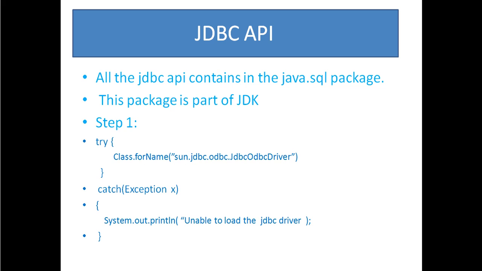So step 1 is we need to load the driver using Class.forName. For the Class.forName method, we need to pass the driver name. We have to actually pass the full package name and the class name, like sun.jdbc.odbc.JdbcOdbcDriver. This is a type 1 driver. We can use any type of driver. So once you register the database driver, sometimes if the driver is not in the class path, we need to catch the exception and print the message according to that. Here we are printing unable to load the driver if the driver is not in the class path.